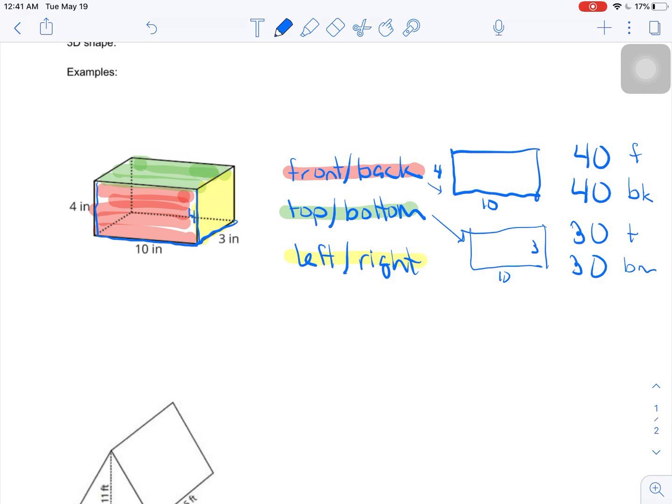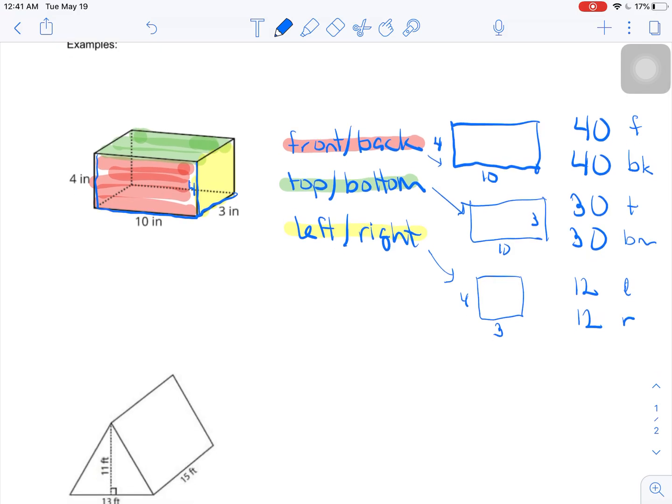Now we have to do the same thing with the left and the right. So this 4 can carry over to right here. Sometimes you have to kind of match measurements up. So the left and the right side are both these smaller rectangles that are 3 by 4. So that means that 3 times 4 is 12. So the left and the right are both 12.